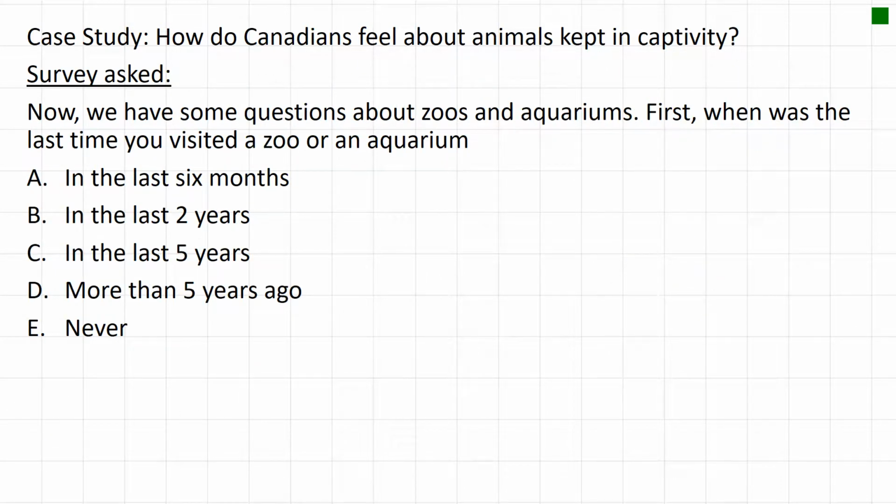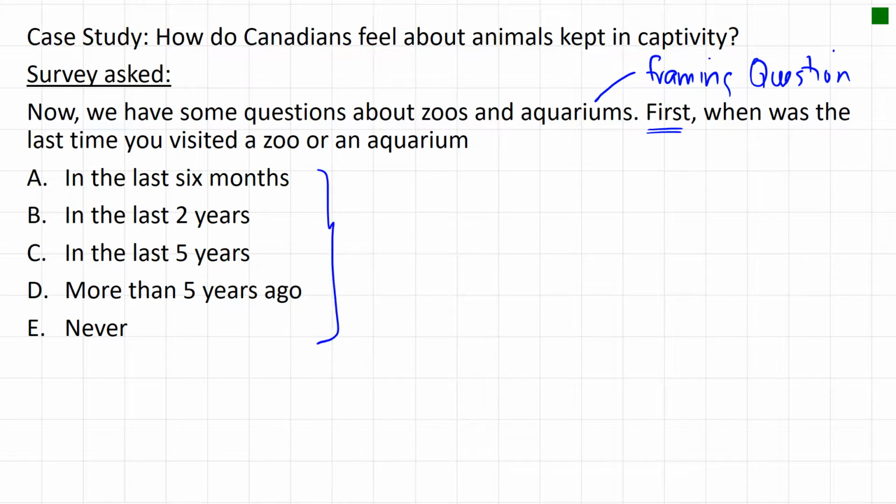Okay, let's take a look at one more. The case study is about how do Canadians feel about animals in captivity? And the survey question asked, now we have some questions about zoos and aquariums. So this is framing the questions, giving a bit of background. Basically a lead-in, and first, that means there's going to be more questions coming. When was the last time you visited a zoo or an aquarium? And they give you 5 options.